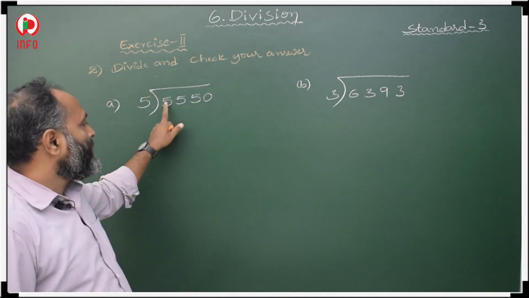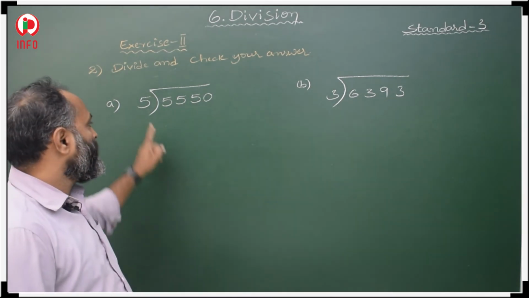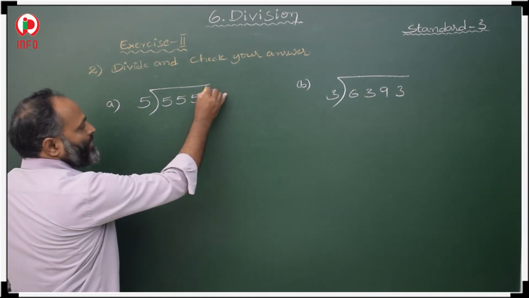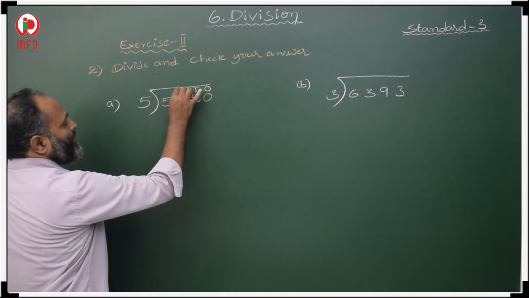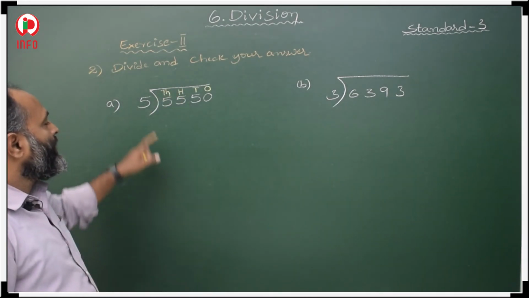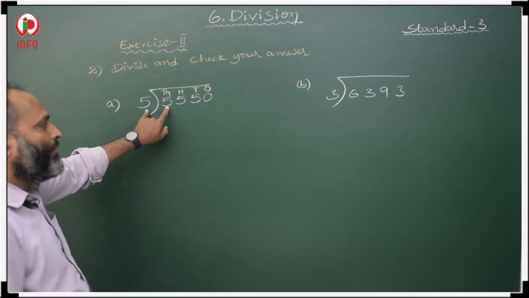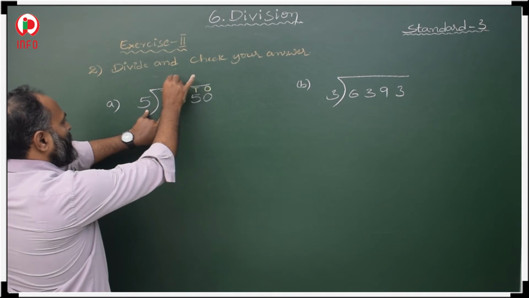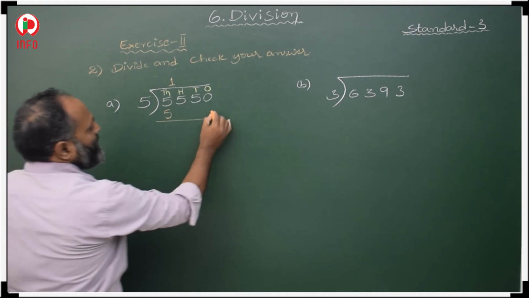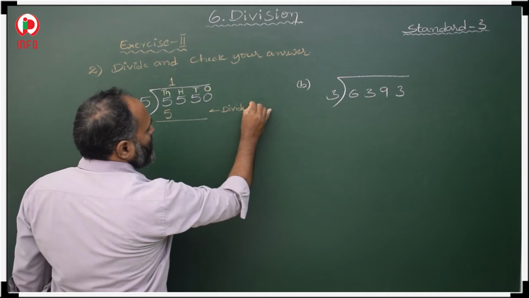So this is a 4 digit number, 1 2 3 4, a 4 digit number is given. This number we have to divide with a single digit number, and also we have to check our answer. So this is ones place, this is tens place, this is hundreds place, this is thousands place. First we have to divide this thousands place with 5. In the 5 table when you get 5, 5 ones are 5, then this is divide thousands.